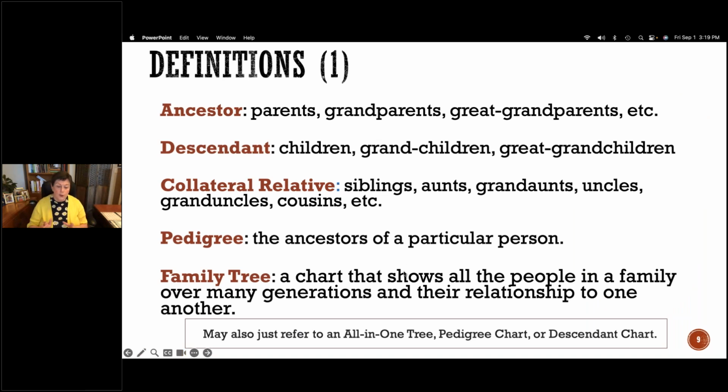There are certain words which have precise meaning that are important to a genealogist. Words that are frequently misused or used incorrectly. The first one is ancestor. An ancestor is a parent, a grandparent, a great-grandparent. It is not everybody in your family that preceded you. It's very precise. Parent, grandparent, great-grandparent.